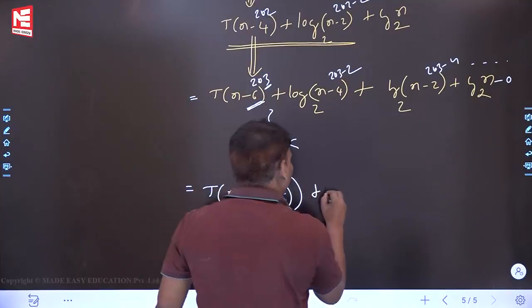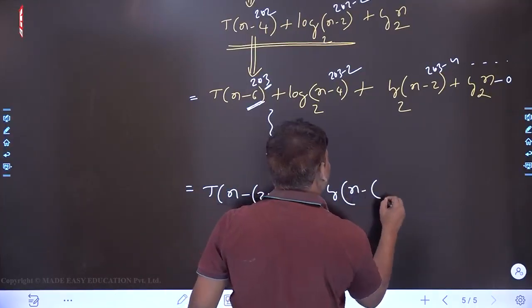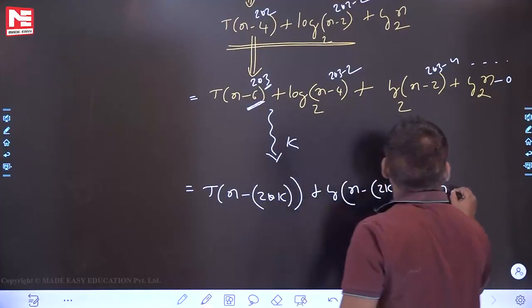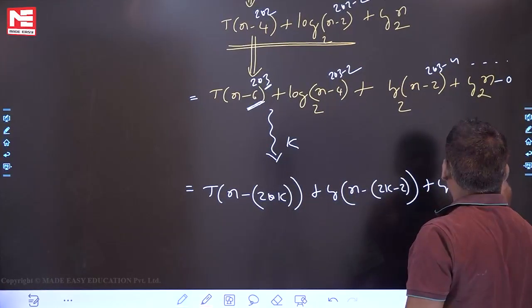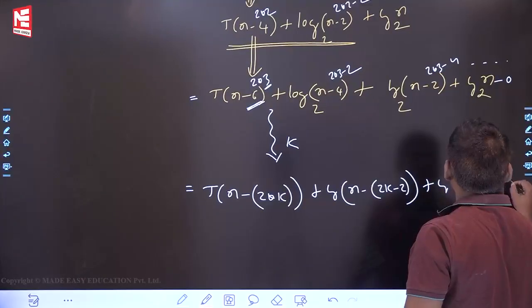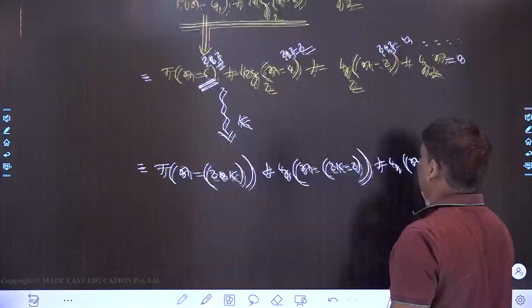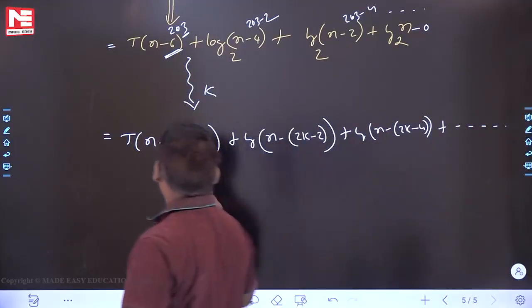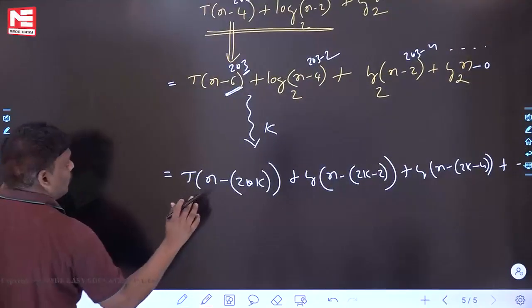Next one. What about this one? Log of, what is the answer? N minus 2 into k minus 2. Next one. Log of n minus 2 into k minus 4. It will continue. Next one, if you do k time, that is the story.